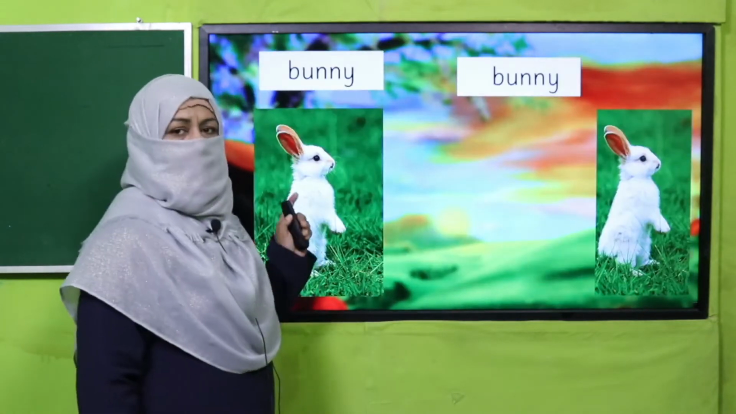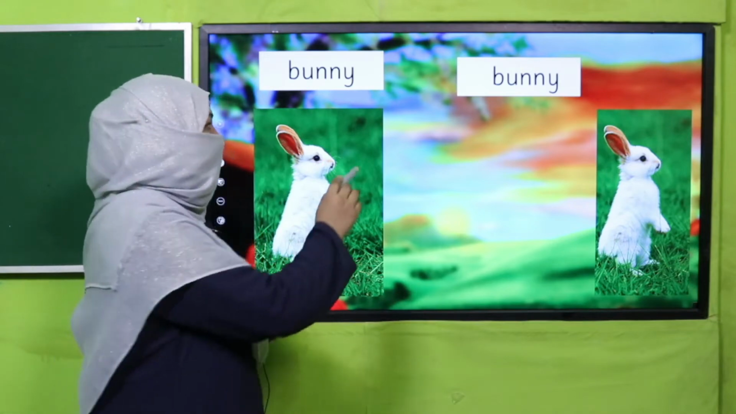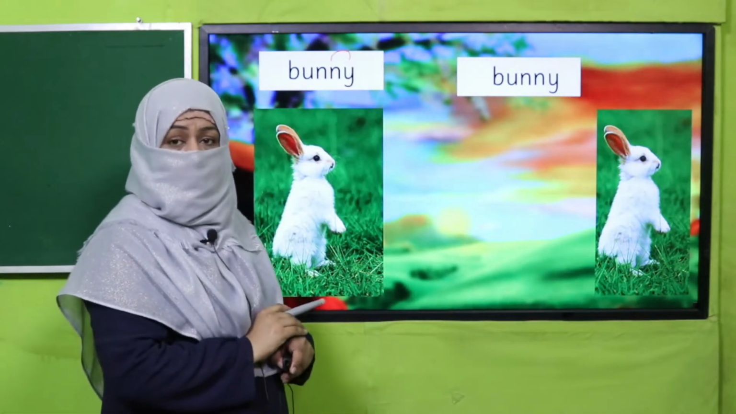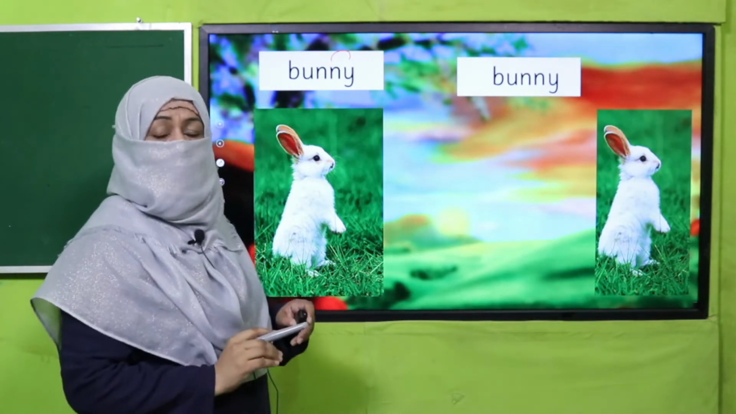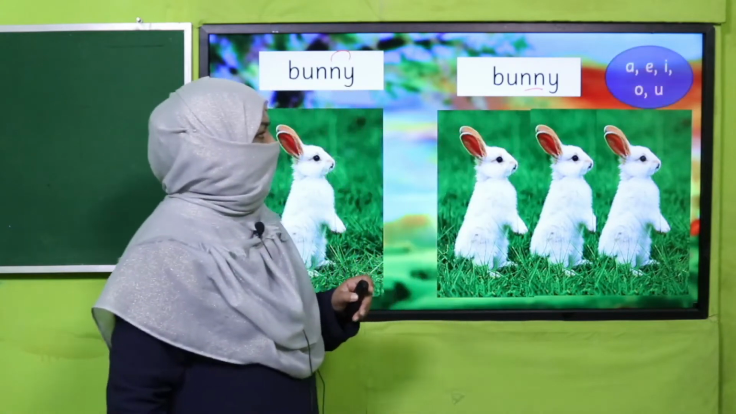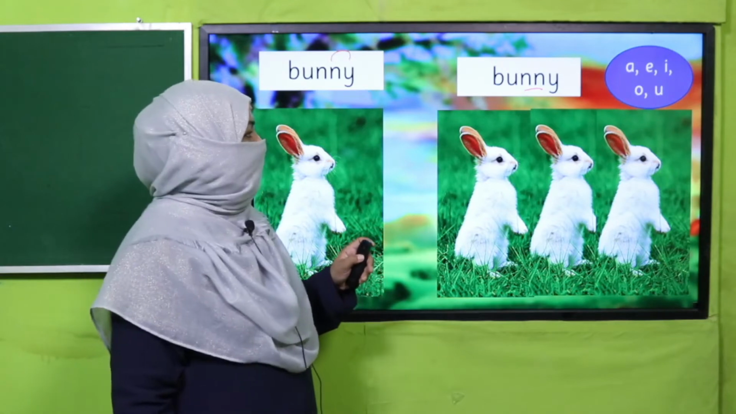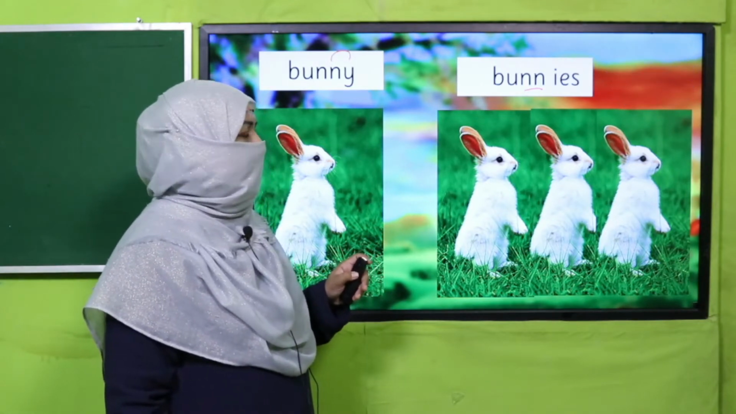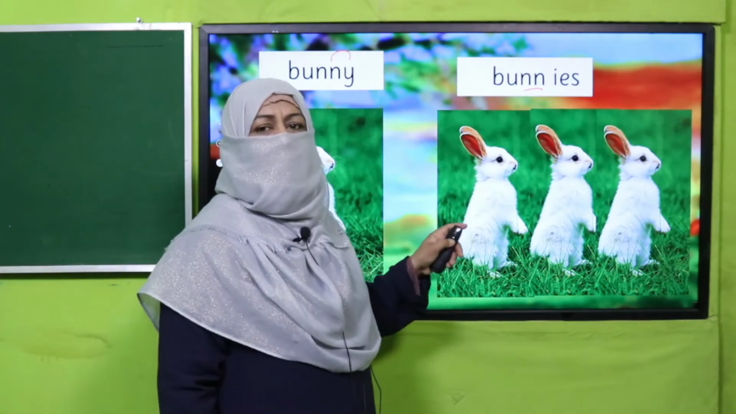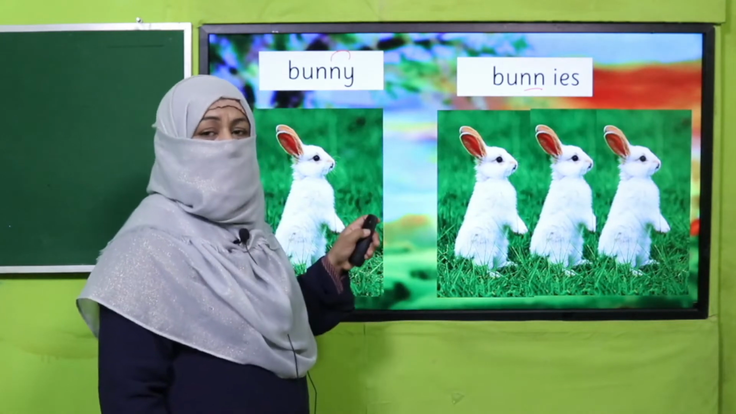Look at this. Bunny. Now you will not instantly remove the y. Before y you have to find out which letter is there. It's n. Is it a vowel or a consonant? Yes, it's a consonant, because n does not come in the vowels a, e, i, o, u. What do we do? We remove this y and replace it with ies. We replace y with i and add es. That's why it is also called a regular noun.